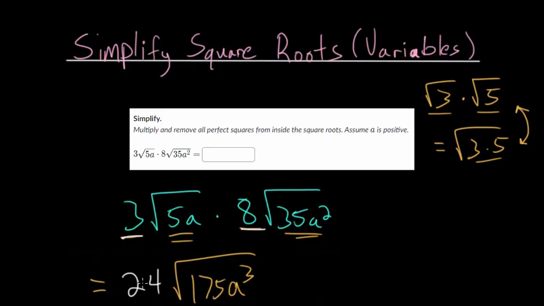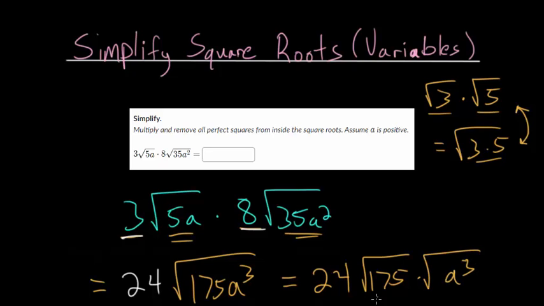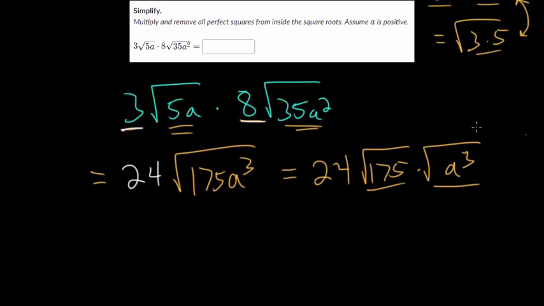And so from here, we need to see if we can simplify the square root of 175 and the square root of a cubed. So what I'm going to do next is separate my number and my variable terms. So we have 24 and then the square root of 175 times the square root of a cubed. So we can deal with the numbers and the variable expressions a little bit separately. So let me make some room first so that we can do this. And for the numbers, I would recommend making a tree.